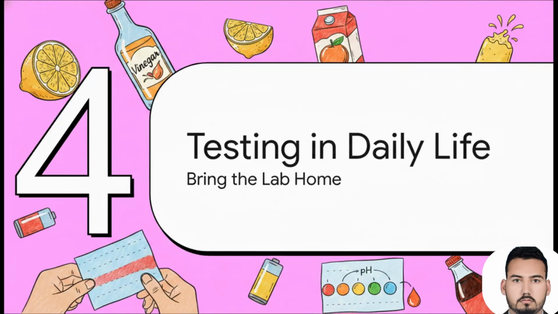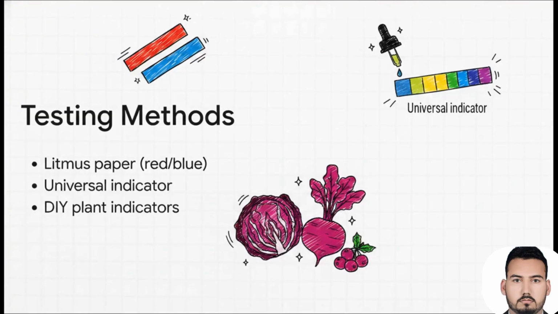Section 4. Testing acids in daily life. Bring the lab home. If an exam question asks you to list the methods for testing acids and alkalis, here's your 3-point answer. 1. Litmus paper. Remember, this just gives you a basic acid or alkali reading. 2. Universal indicator, which comes in liquid drops or paper strips to give you that precise pH number. And 3. DIY plant indicators. Believe it or not, brightly colored stuff like red cabbage, beetroot, and even black currants naturally contain the exact chemicals needed to act as indicators.